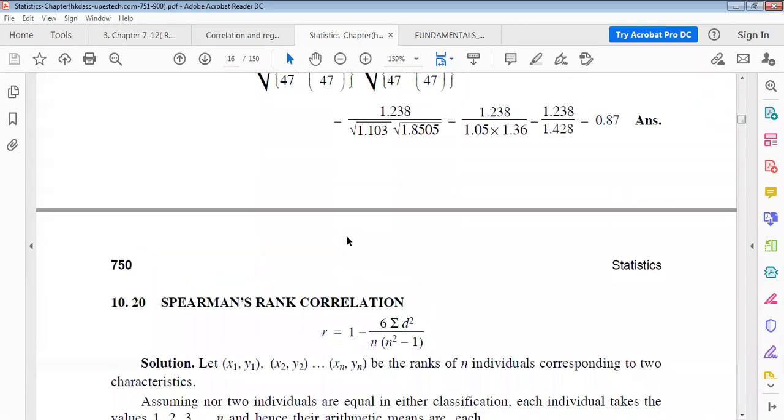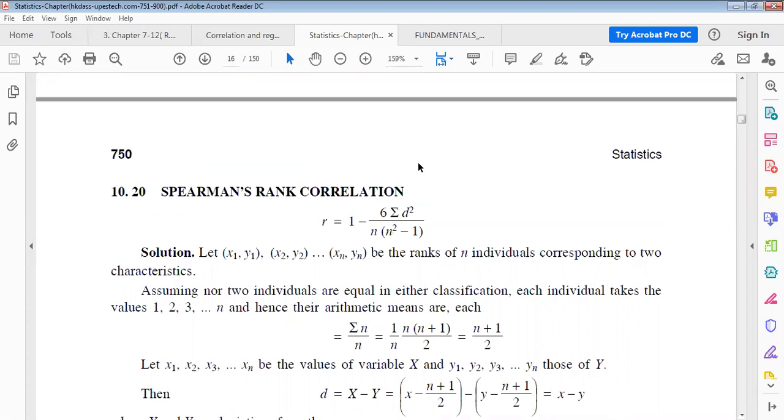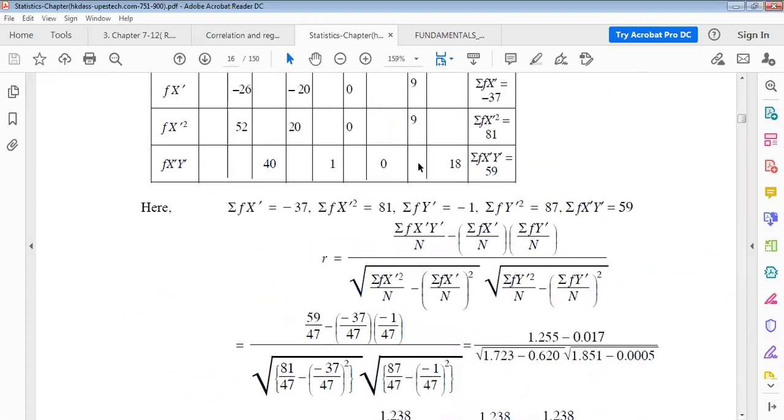Now we'll try to calculate the rank correlation of Spearman. The Spearman rank correlation coefficient is equal to 1 minus 6 summation d square, divided by n into n square minus 1. Now we'll try to prove this relation. This is actually the rank correlation for Spearman. Understand? Rank correlation.